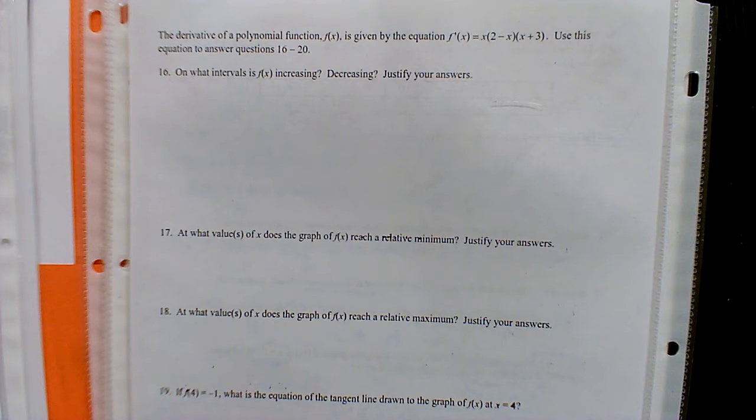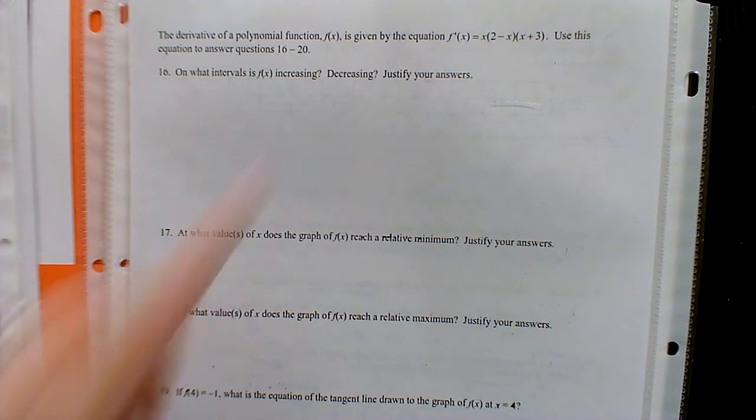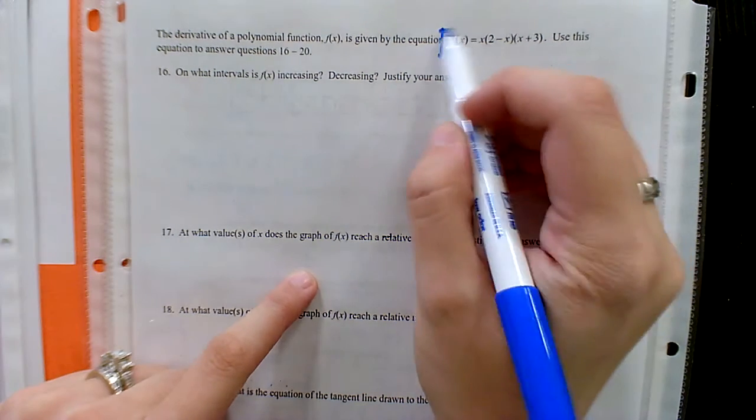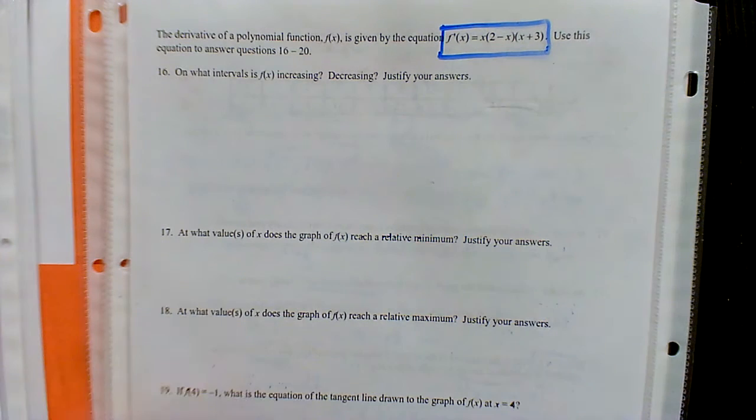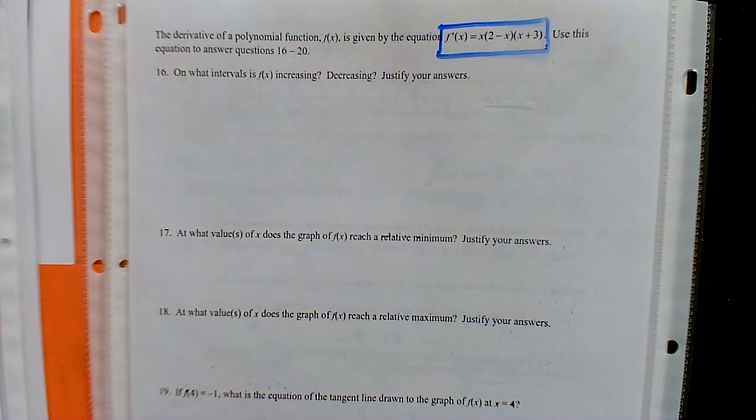The derivative of a polynomial, a smooth continuous function, is given by this equation. So we have the equation of a derivative this time, not a table or a graph. Use this equation to answer questions 16 through 20. All right. On what intervals is the original function increasing, decreasing? Justify your answers. All right, so let's see what we can do if we have an equation. What might be useful to find based off of that derivative equation?